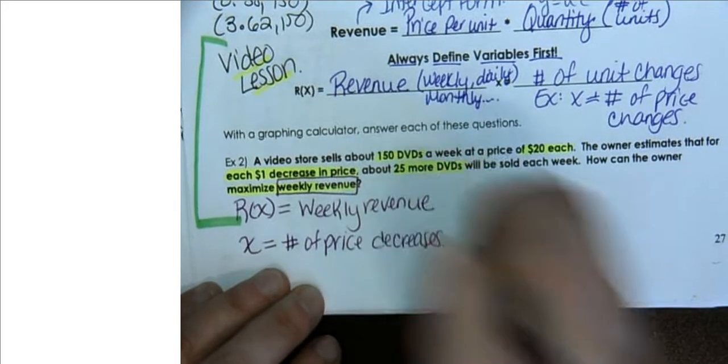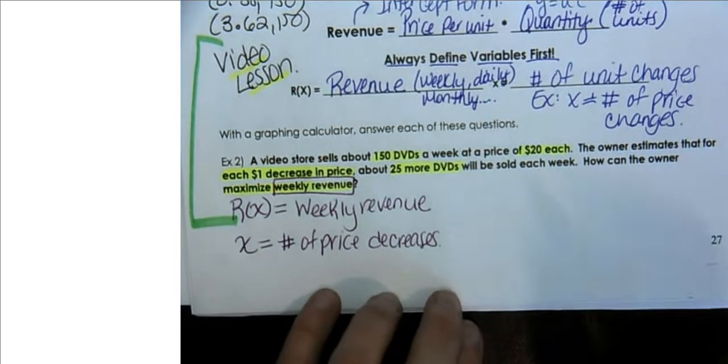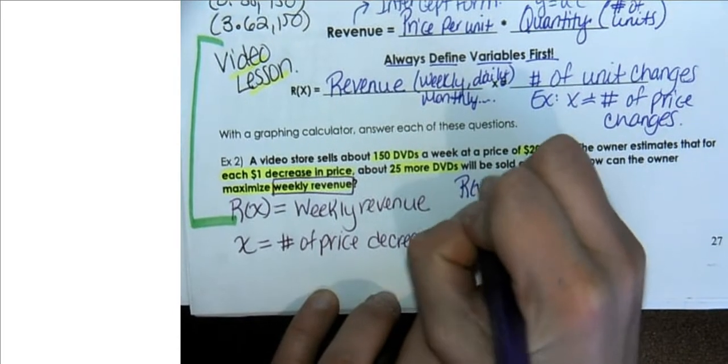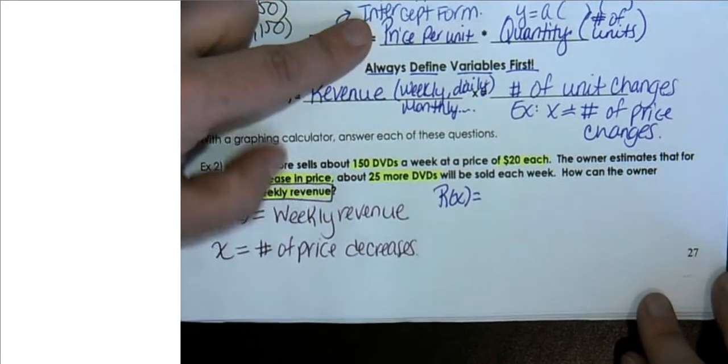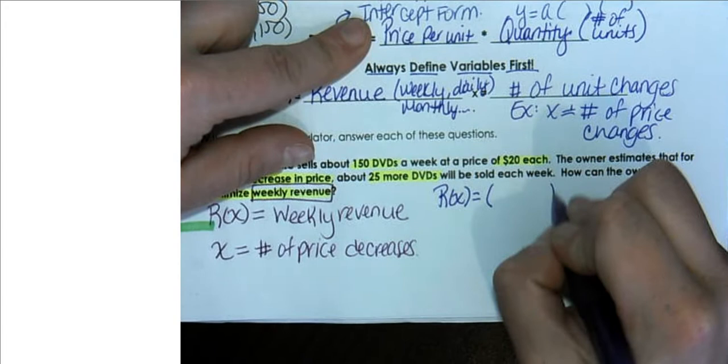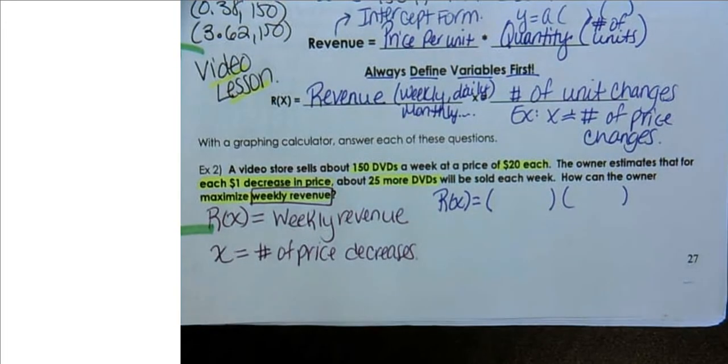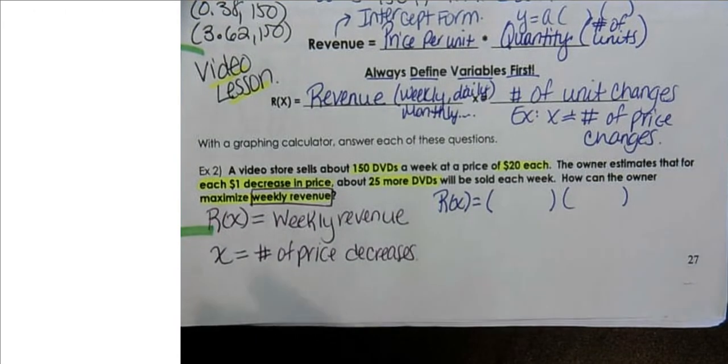So now I'm going to write my equation. R of X equals, so remember it's price per unit. And I'm going to write down 2 parentheses. I don't know what an A value is quite yet, but don't worry about it. We're just going to write our equations as such.